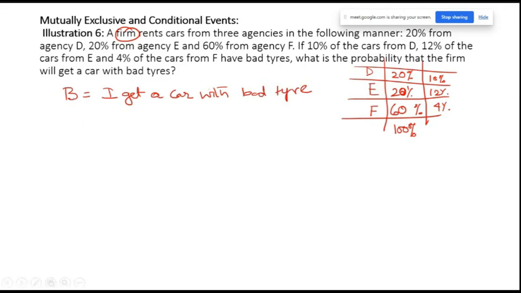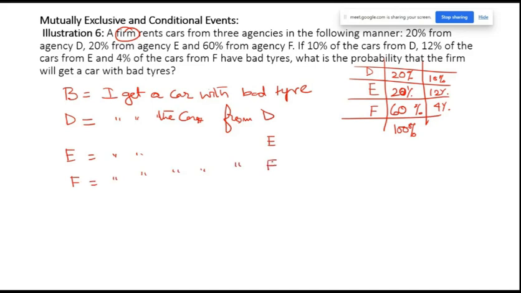Now I don't know whether I get it from agency D, agency E, or agency F. That information is not known to me. I just call my farm to send a car, and he sends me one. Now let D be the event that I get the car from farm D. E is the event that I get the car from farm E. F is the event that I get the car from farm F.